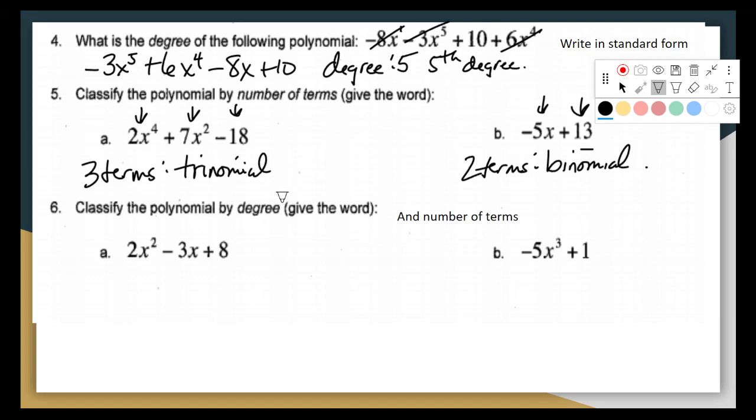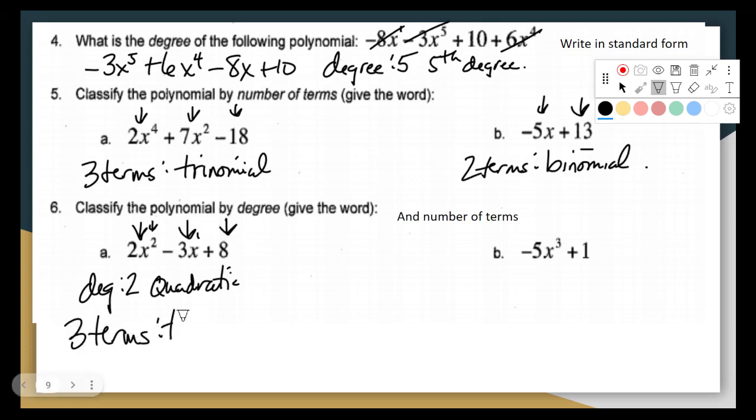Classify the polynomial by degree. Give the word and the number of terms. So let's make sure it's in standard form. 2, 1, no variable. Okay, good. It's in order. So this is degree 2. We call degree 2 quadratic. You have to know all these names. And then the number of terms. How many things are being added and subtracted? 1, 2, 3. So this has 3 terms. This is a trinomial.